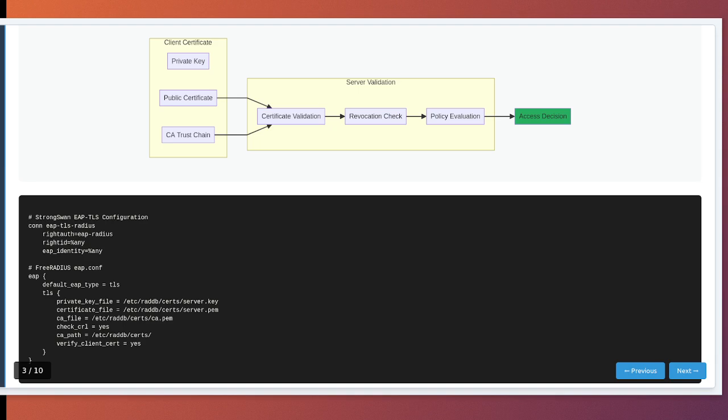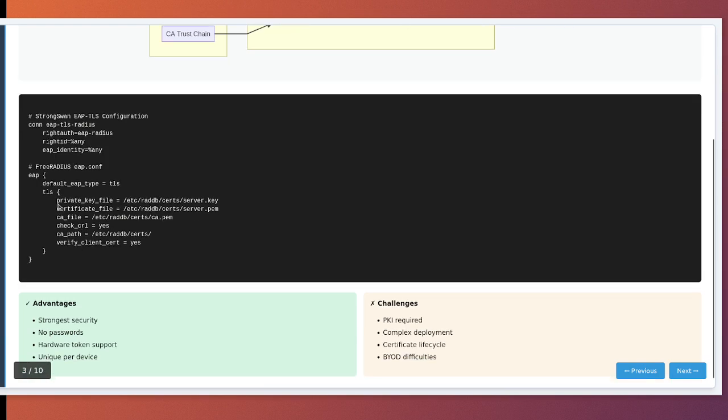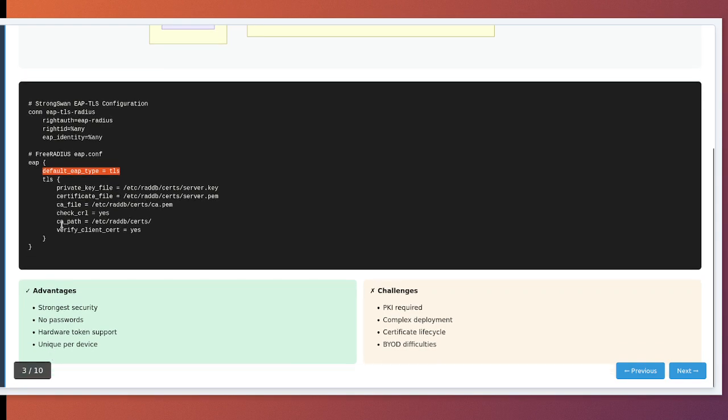The configuration example shows a typical strongSwan setup for EAP-TLS. Notice how we specify EAP-TLS as the client authentication method and configure the RADIUS server details. The actual certificate validation happens on the RADIUS server, where you can implement complex policies like checking certificate revocation lists, validating specific certificate attributes, or even integrating with your SIEM for real-time threat detection.